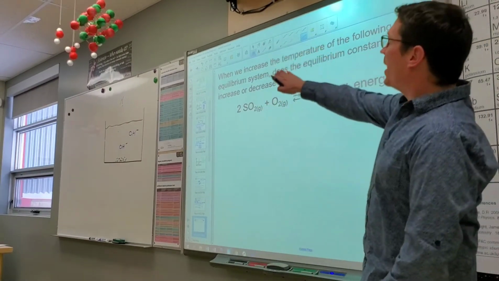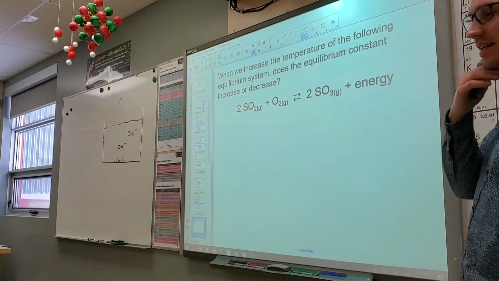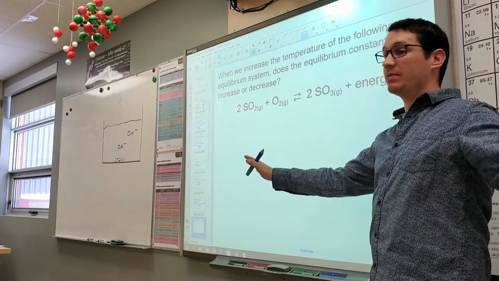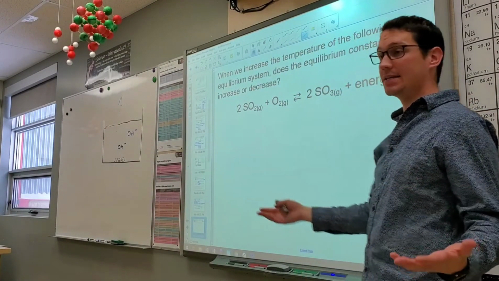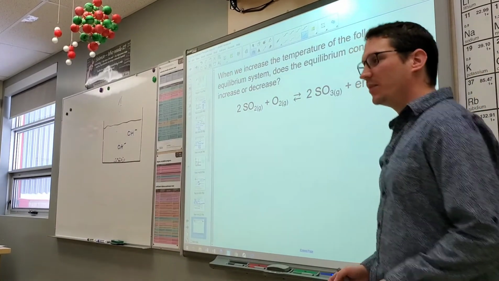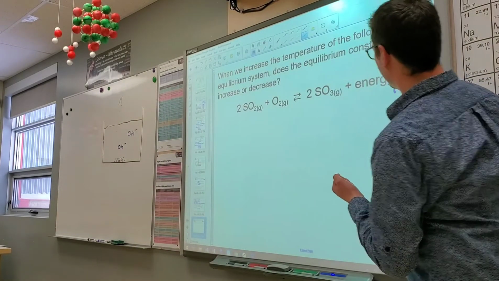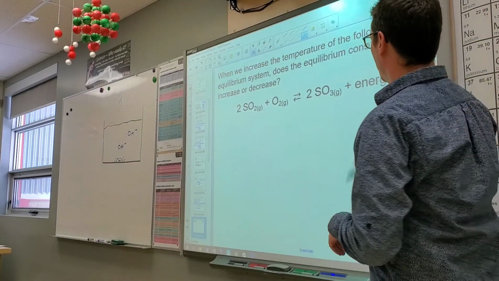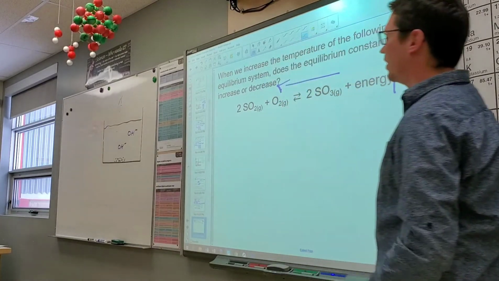So, when we increase the temperature of the following equilibrium system, does the equilibrium constant increase or does it decrease? Remember, when you change the temperature, that's the only time Kc changes, right? So by increasing the temperature, yes, the Kc will change. So what are we doing? By increasing the temperature, are we adding energy or are we taking it away? We're adding energy. So which way will we shift? Will we shift to the left or to the right? Because we add energy, it'll use it up. So we'll shift to the left.